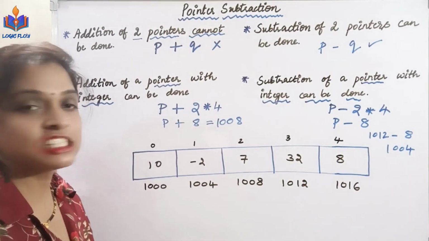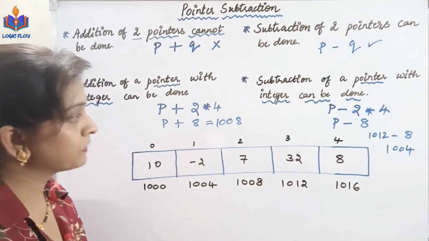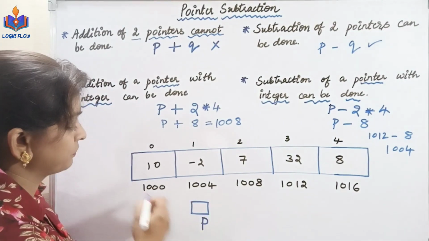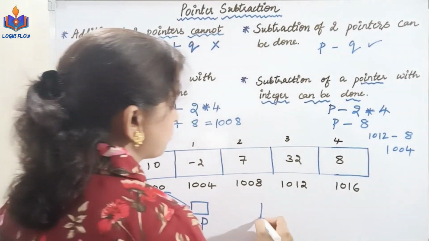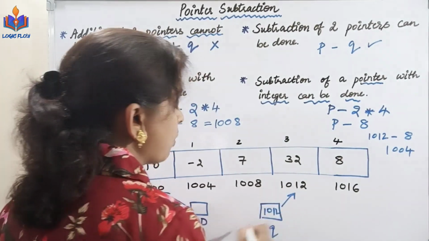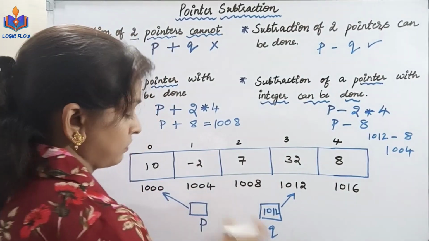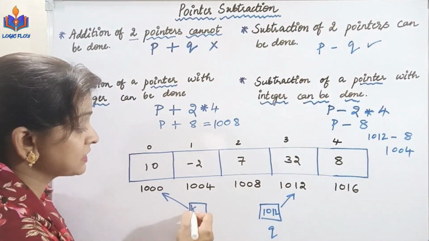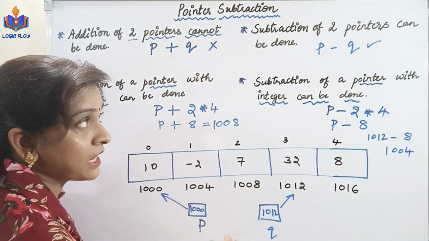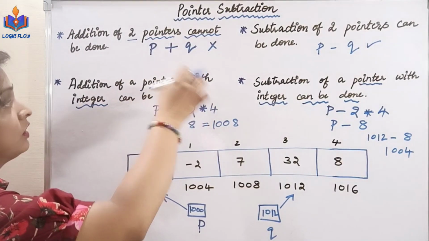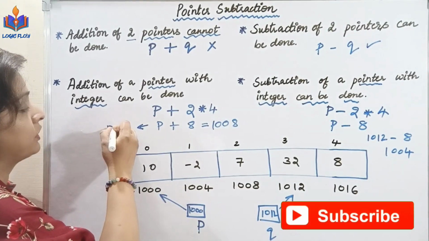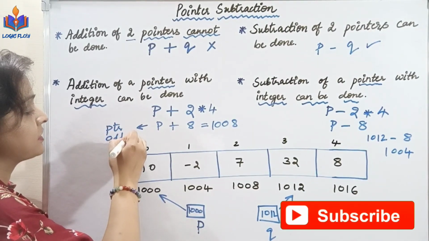Let us understand this with an example program. Here is an array. Say the pointer P is pointing to 1000 and you have one more pointer Q pointing to, say, 1012. How are we going to calculate P minus 2, and how can we do P minus Q? But one thing we need to understand: when we add an integer to a pointer, the result we get is a pointer, that is, an address.